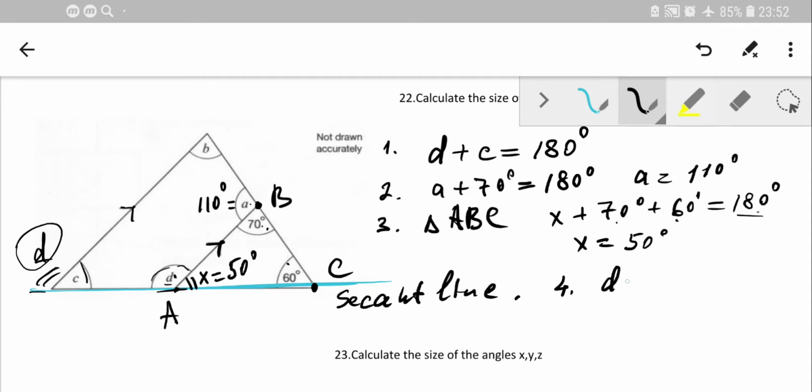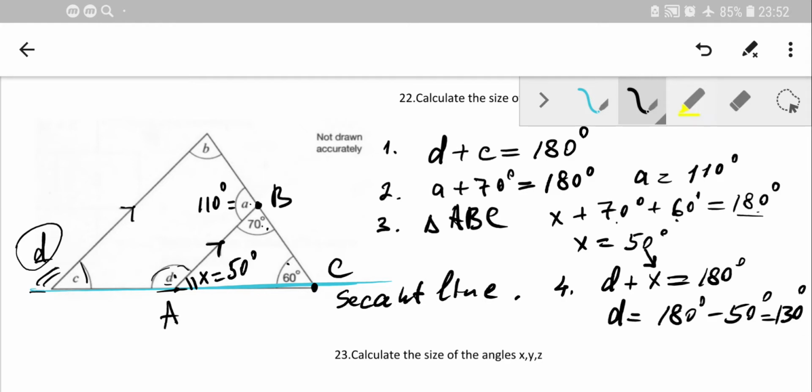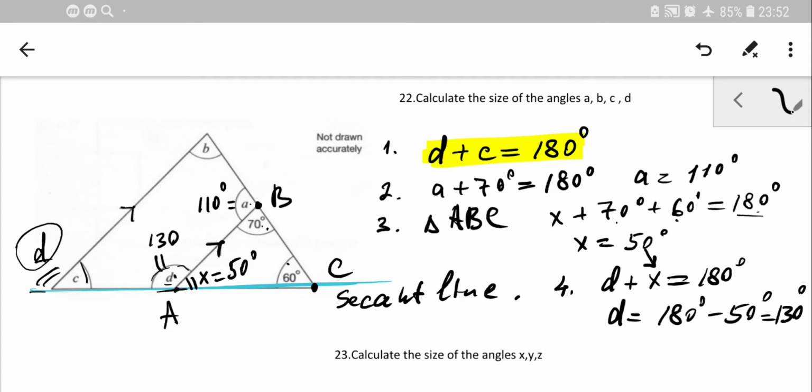Okay, statement number 4: what we know about D and X. D and the angle X that we calculated previously will form again 180 degrees. So we're definitely sure that D is 180 minus X, or 180 minus 50 degrees. That means it's 130, all right? So we've got angle D, so D is 130. And let's go back to the previous statement. Not the previous, but the very first one.